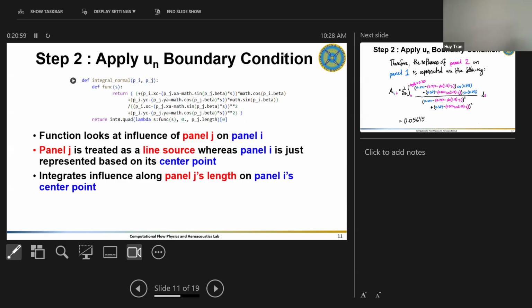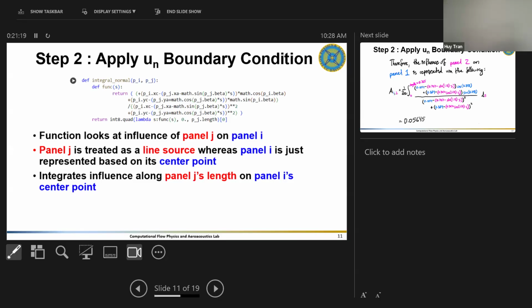So if you want to think about it, back to E&M physics, not really my favorite class. I really did not like the class at all. But each panel is a line source, meaning every single infinitesimal point on that line has that source strength. And we're going to treat panel I as just a point.